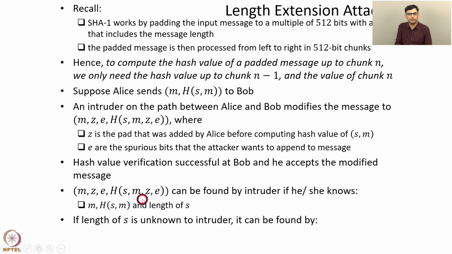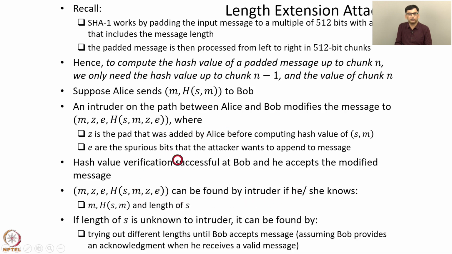If the length of the secret string S is unknown to the intruder, then it can be found by trying out different lengths until Bob accepts the message, assuming that Bob provides an acknowledgement when he receives a valid message. So the intruder tries out different lengths of the secret string S until Bob sends an acknowledgement, in which case the intruder has found the correct length of the secret string S. So this is the length extension attack. This will become clearer when we discuss an example.